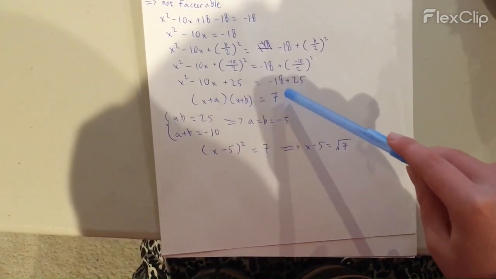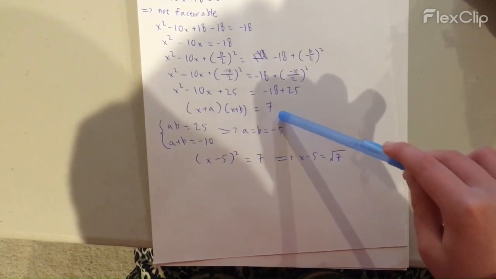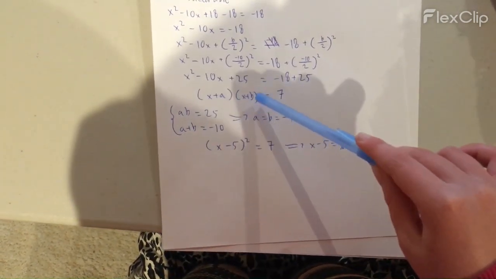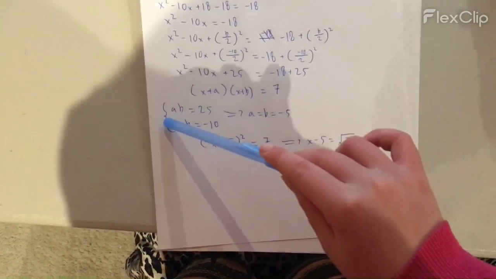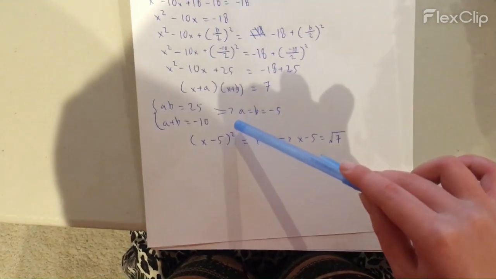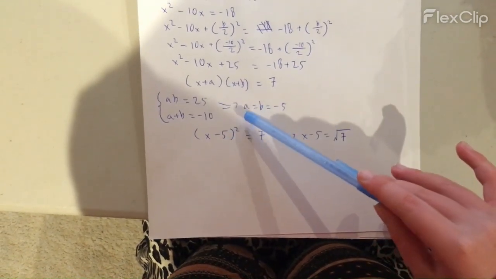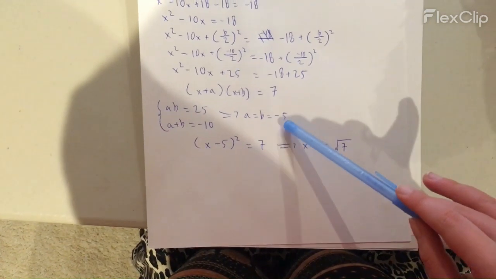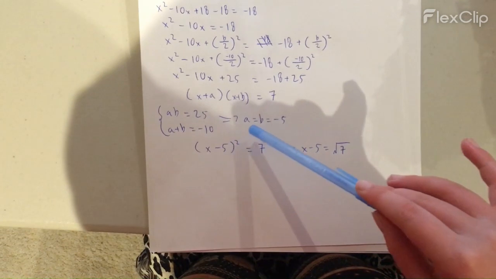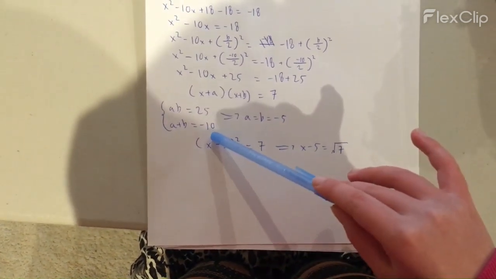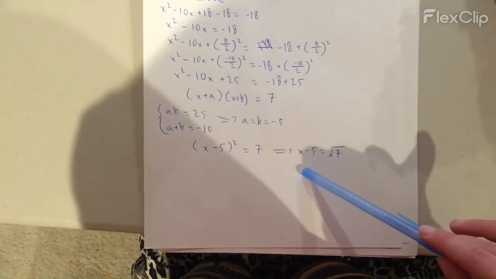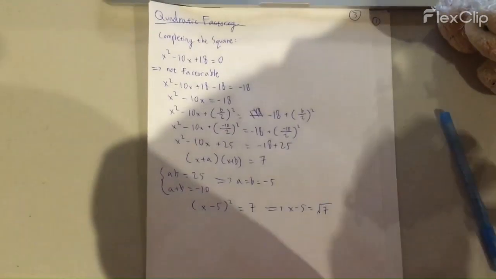And now this side, negative 18 plus 25 equals 7. And this side we factor normally. So in this case, since this should be a perfect square, now a times b equals 25 and a plus b is negative 10. And since it is a perfect square, a equals b, which equals negative 5. Since negative 5 times itself is 25 and negative 5 minus 5 is negative 10. So this is x minus 5 squared equals 7, so x minus 5 is the square root of 7.